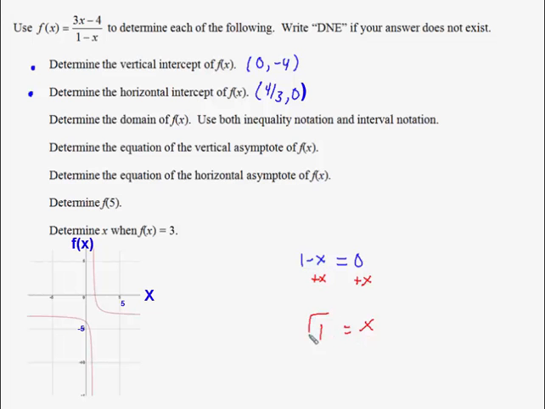I won't write that. So if someone were to replace x with the number 1, they would get 1 minus 1 in the denominator, which is 0. And in mathematics, there's no meaningful way to define that. So we're going to say that the domain is basically all real numbers except for x equals 1.